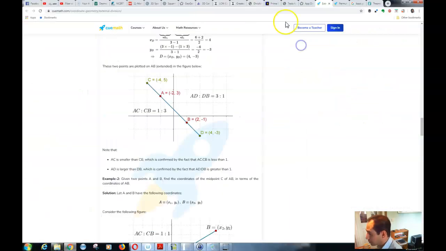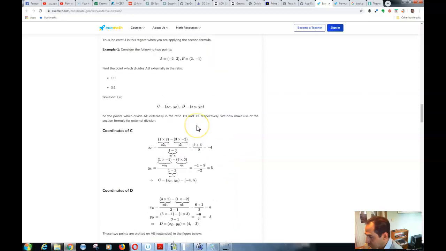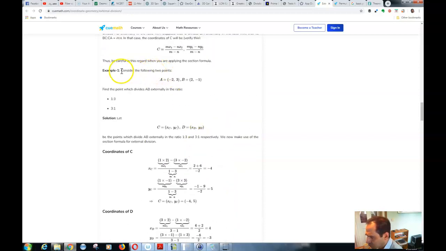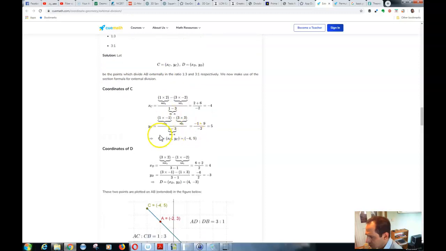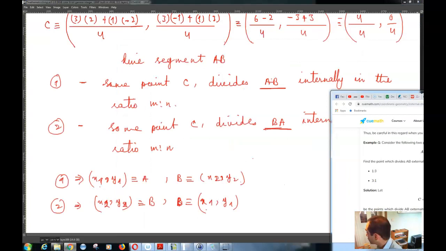And over here again, you can see that they have gotten the same answer as we got, although 4 comma negative 3. Oh, okay. So this example, you can actually do it in a completely different way as well.